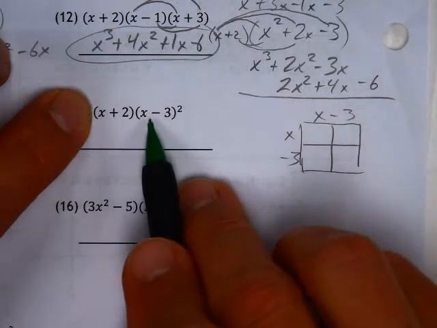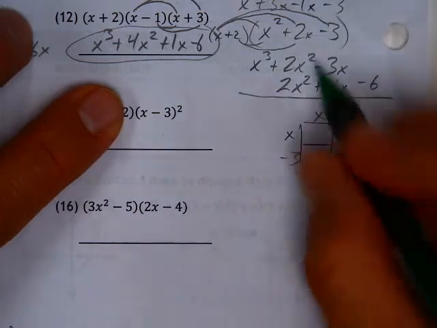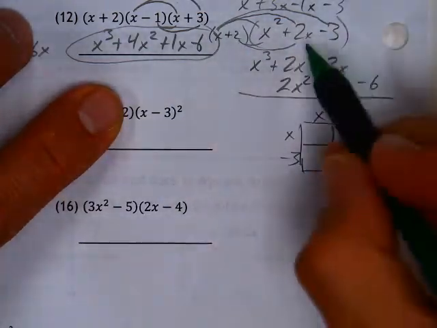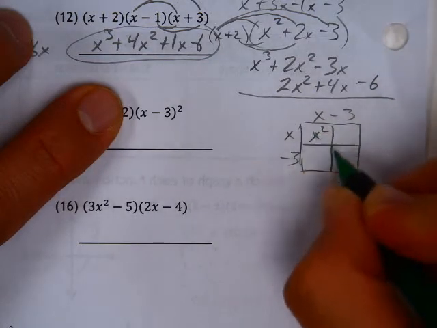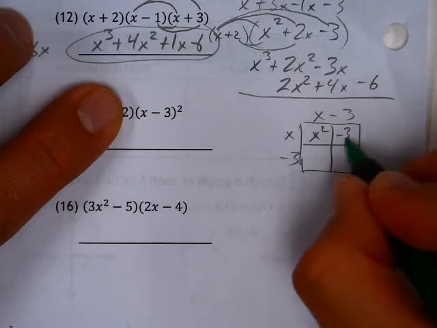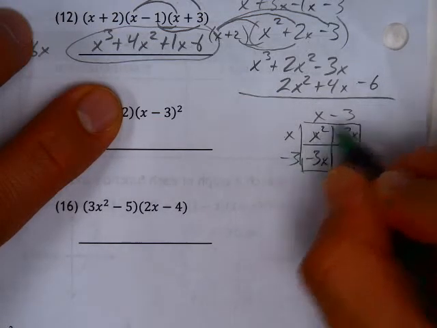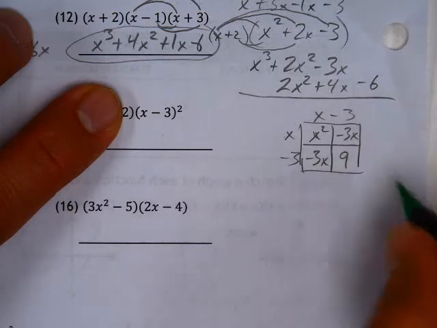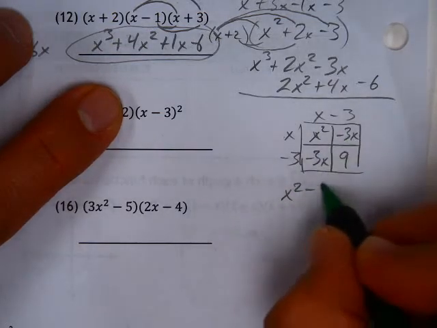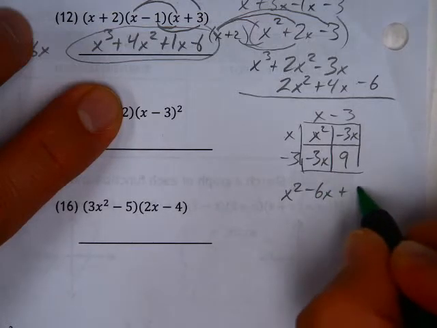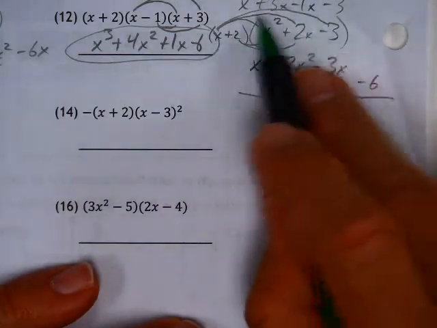I'm basically taking this information and organizing it in a box instead of in the way we did in the previous problem. X times x is x squared. X times negative 3 is a negative 3x. X times negative 3 is also a negative 3x. And negative 3 times negative 3 is a positive 9. When we combine these together, x squared minus 6x plus 9, I'm essentially doing the same thing that I would have done if I'd FOILed it.